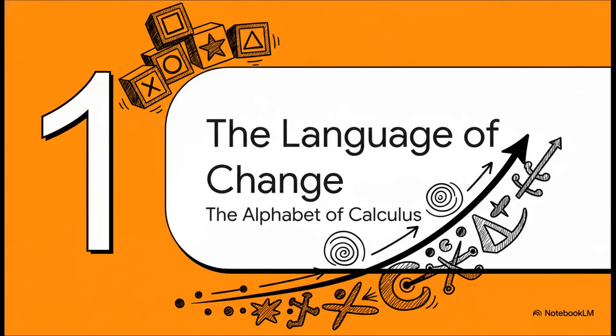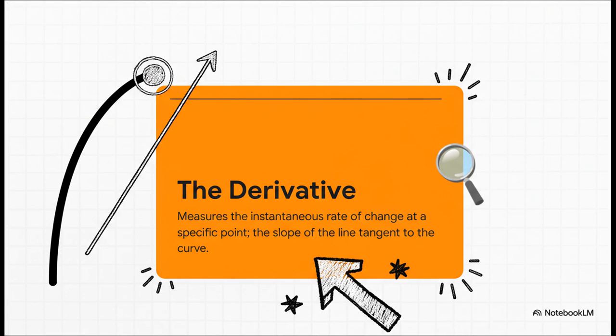So, if we're going to learn this new language, we have to start at the very beginning with the alphabet. And in the language of change, the alphabet, the most fundamental building block, is the derivative. Now, the most important words on this slide are instantaneous rate of change. This is not about your average speed over a whole trip. This is about what's happening right now, in this exact moment. If you can picture a graph, the derivative is just the steepness, the slope of the curve at one single tiny point. That's the whole idea.